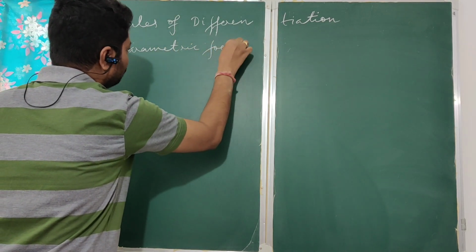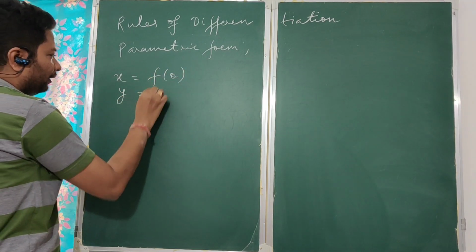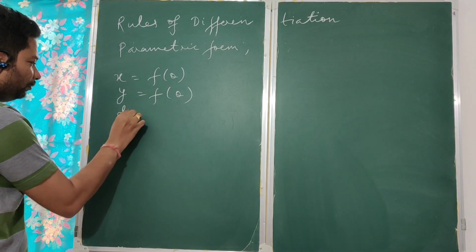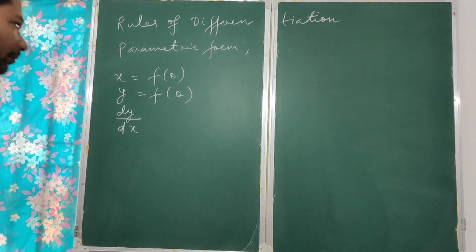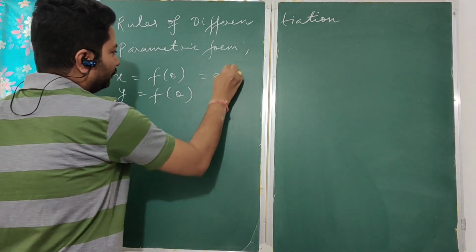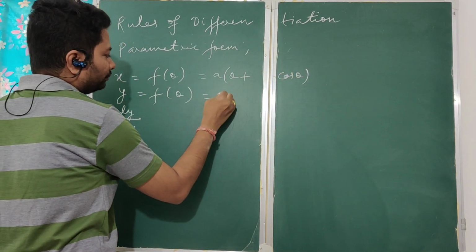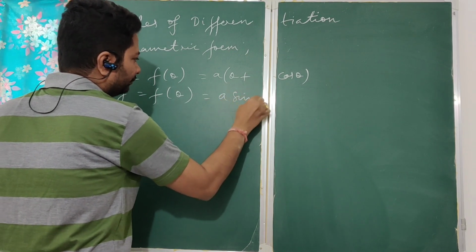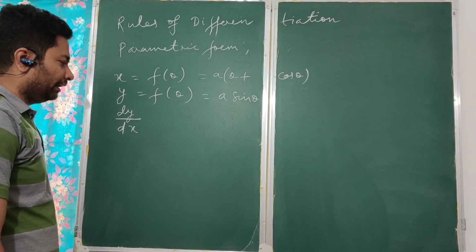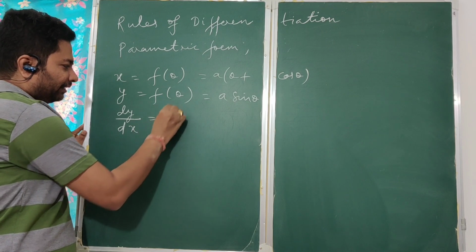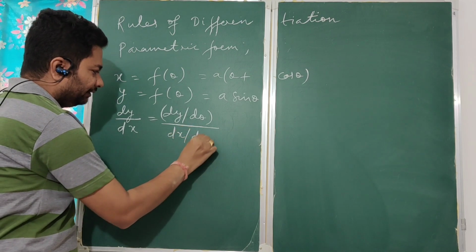So in parametric form, let us say x varies with theta. x is a function of theta, y is also a function of theta, and we want to find out what is dy by dx. So let us say, I am just taking an example. Let us say x is equal to some a into theta plus cos theta, and y is equal to, let us say, a sin theta, where a is constant, and we want to find out dy by dx. So how can you find dy by dx? dy by dx can be written as dy by d theta by dx by d theta.